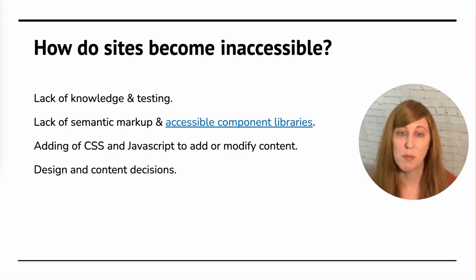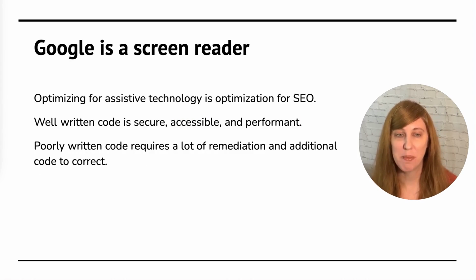Another way that websites become inaccessible is by adding lots of CSS and JavaScript to modify the content. And of course, design and content decisions that are made by people who just don't know about web accessibility. An important thing about web accessibility to remember is that Google and other search engines are screen readers. By optimizing your website for people with disabilities and people using assistive technology, you are also optimizing for search engines and the SEO friendliness of your website.